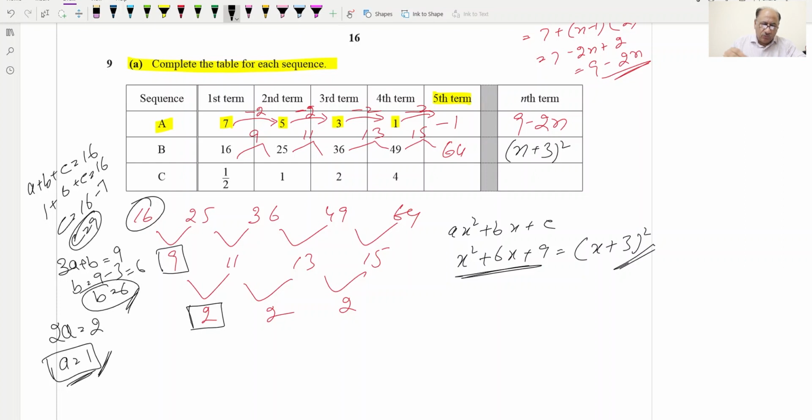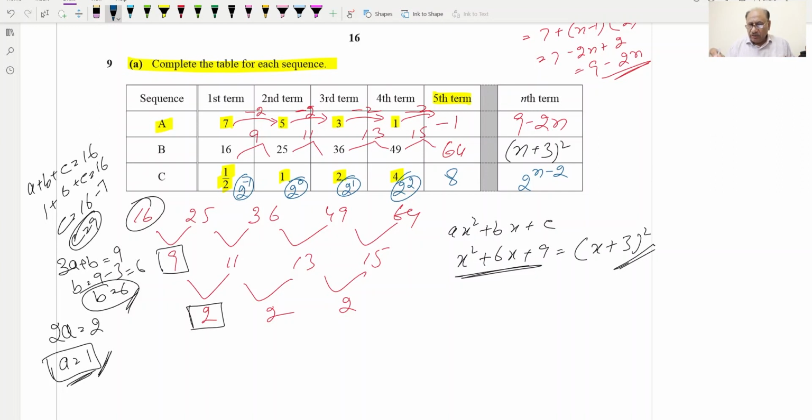Now we can go for the c, and if you check, this is 1 by 2, 1, 2, and 4. So we can write this as 2 raised to the power minus 1, and this one we can write 2 raised to power 0, 2 raised to the power 1, and 2 raised to power 2. This will be 2 raised to power 3, which will be 8, and we can write 2 raised to the power n minus 2, because see, for the second term it is 0, so for the first term it is minus 1.